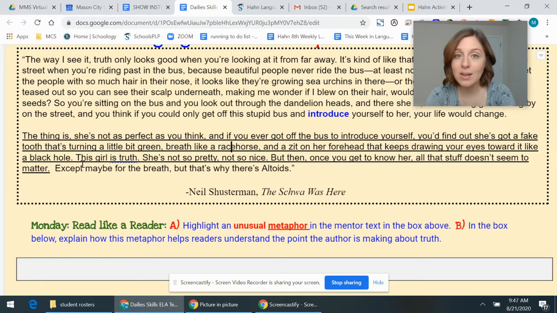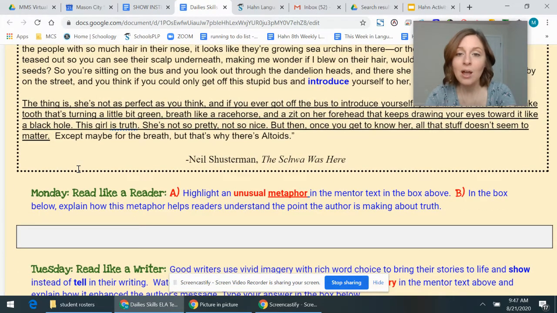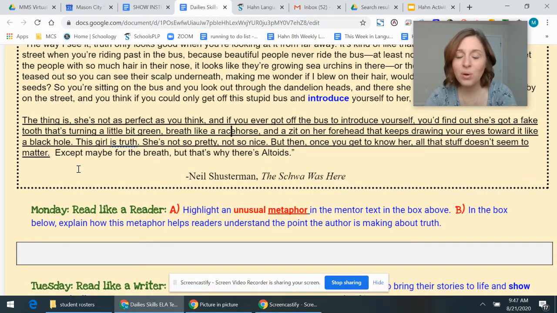So when he says, this girl is truth, that's a metaphor. But when the author says, a zit on her forehead that keeps drawing your eyes toward it like a black hole, with the word like, that's a simile, right? But notice other than that, this author also does a really great job of using vivid imagery to paint a picture. I can almost see this girl, right? The tooth that's turning green and the breath like a racehorse and the zit on the forehead. This author does what we call show instead of just tell to really help readers understand a story and be in the story.